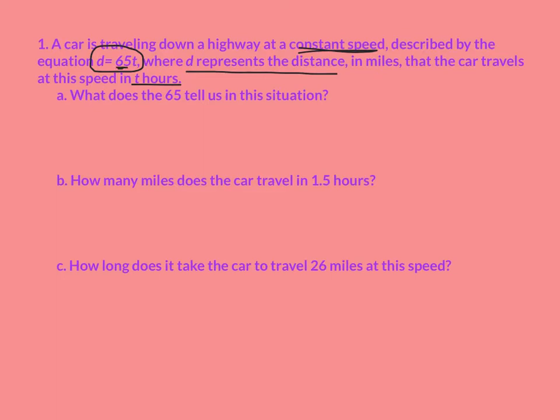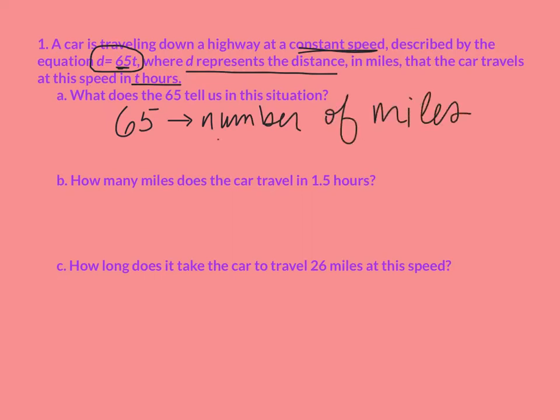Well, the 65 we can see is multiplied by the number of hours, which finally gives us the distance. So that means that the 65 is the number of miles traveled in 1 hour.